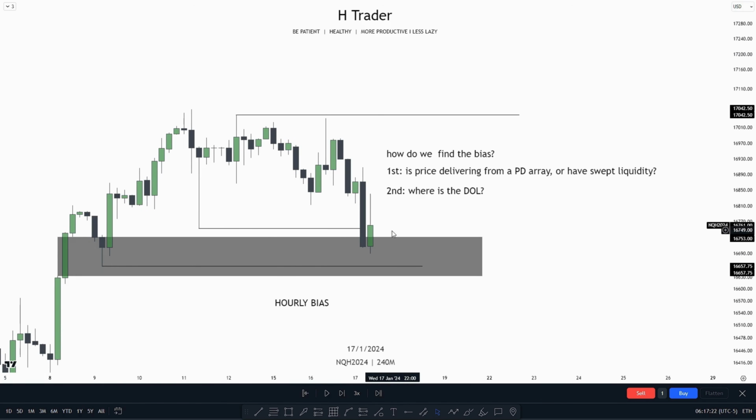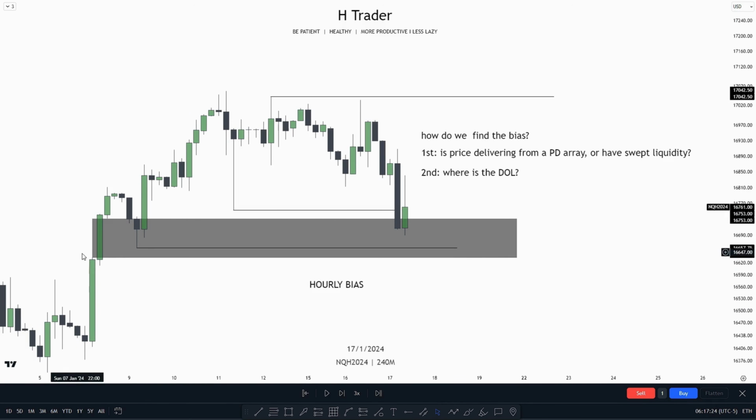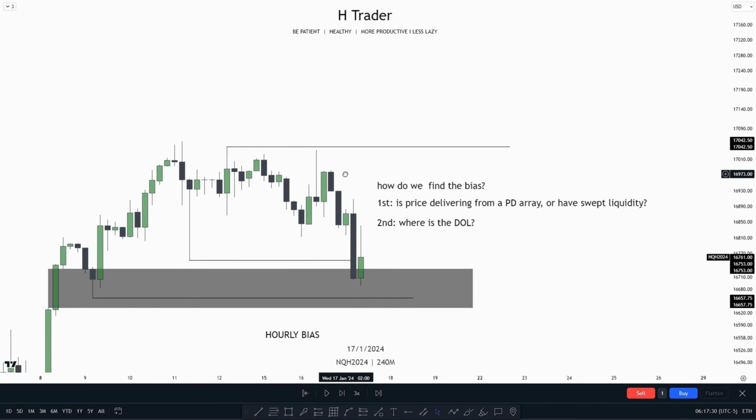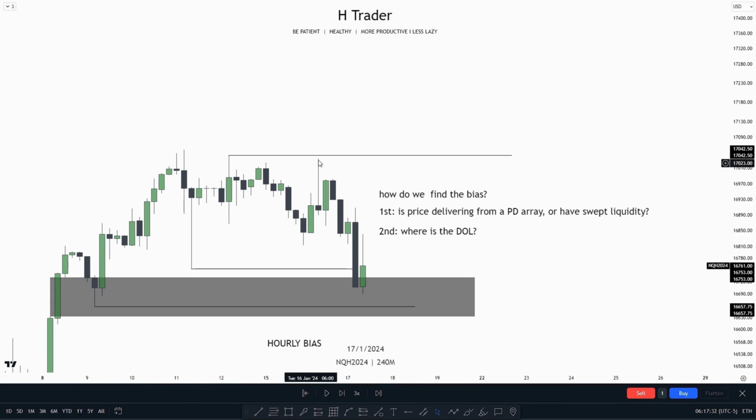The bias is bullish, as we are delivering from a BISI, which is a bullish PD array, and we also swept sell side liquidity, which also indicates higher prices. And the drawn liquidity is also higher.